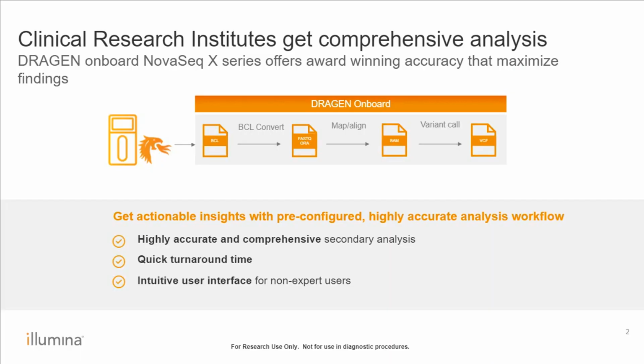For clinical research institutes, the Dragon onboard workflow provides a highly accurate and comprehensive analysis with coverage of different variant types, including SNPs, indels, copy number variants, structural variants, short tandem repeats, etc., enabling you to maximize your findings. These variants can be directly imported into your tertiary analysis solution of choice. And you get this with an intuitive user interface and quick turnaround time.